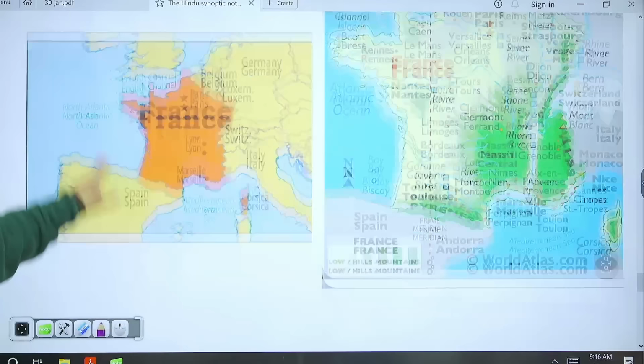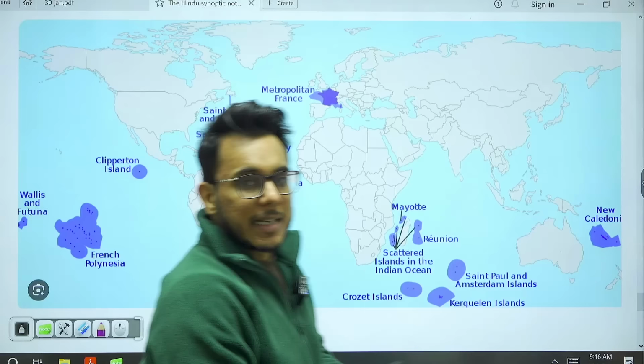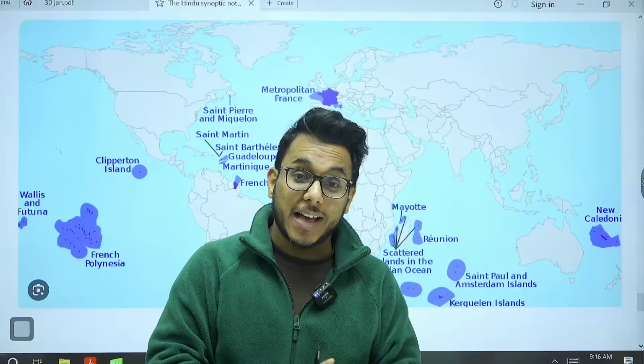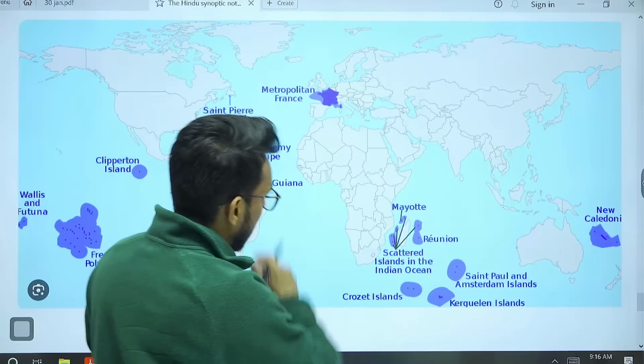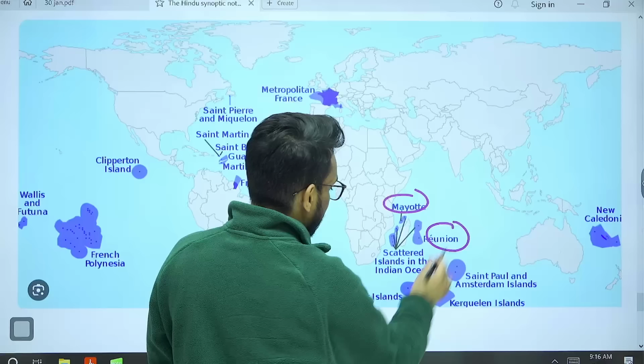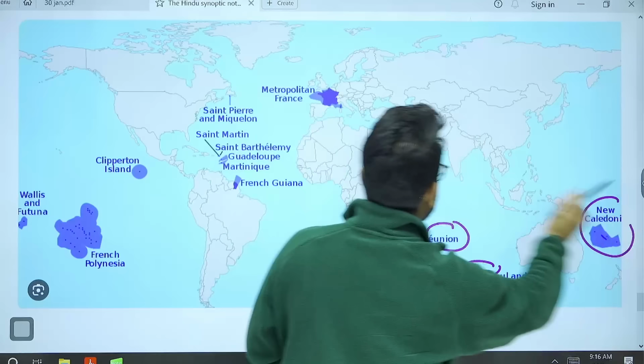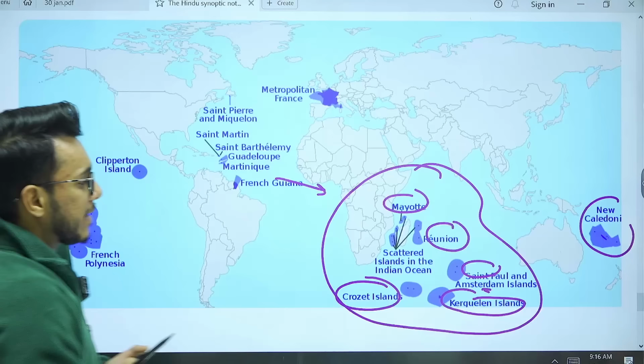Now, guys, further, I told you that France also has many overseas territories. Because of these overseas territories, France has a considerable presence in the Indian Ocean also. And therefore, India and France are collaborating for the Indo-Pacific strategy. Particularly, Mayotte, Reunion, then there are these scattered islands in the Indian Ocean: Crozet Island, St. Paul and Amsterdam Islands, Kerguelen Island, and here we have New Caledonia. These are the important islands which France has in the Indian Ocean.